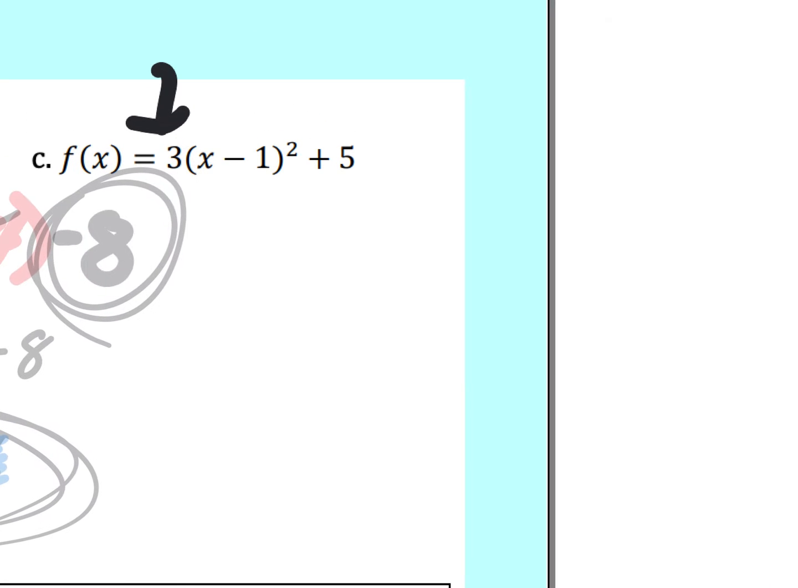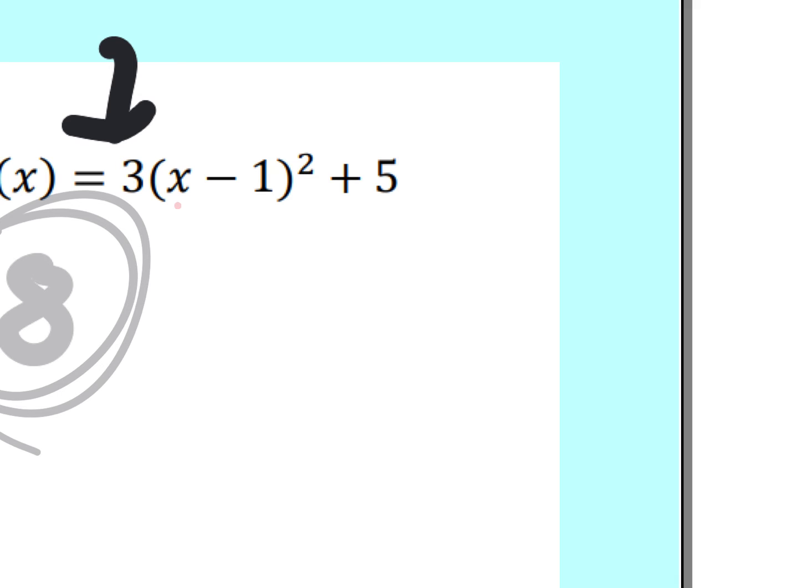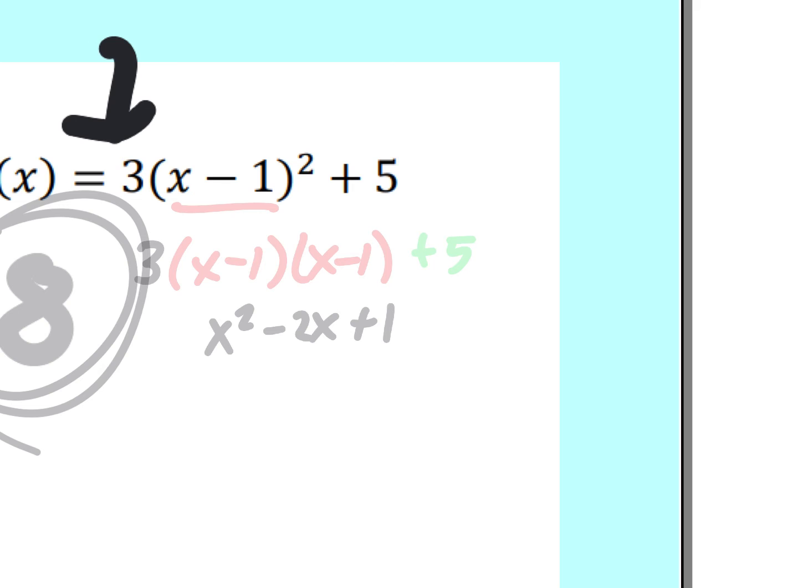Okay, and then last but not least, this one. I'm going to have a random person walk through this. Row 1, person 3, and that would be today, Alexis. What's first? I agree. X minus 1 and x minus 1 have to get multiplied out. And then I'll times it by 3. And then I will add 5. Okay, so this is x squared minus 2x plus 1. And then I can times it by the 3. And then I can add the 5. Could you take over from there?